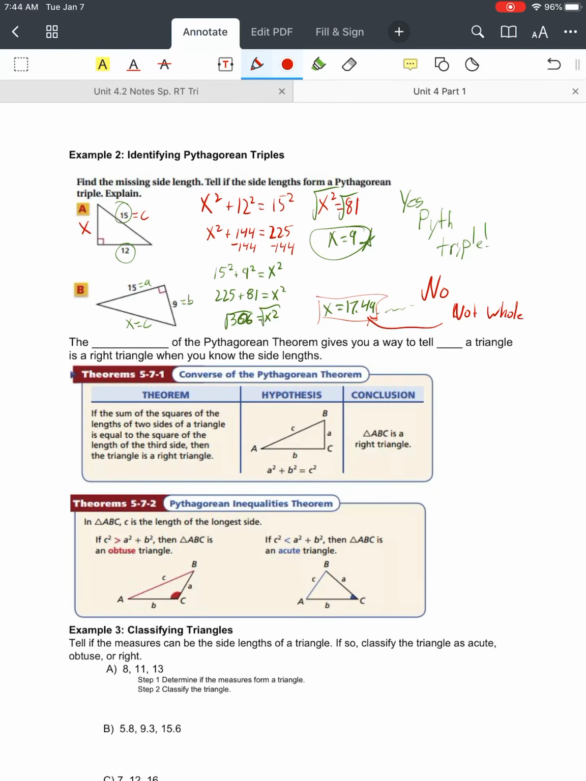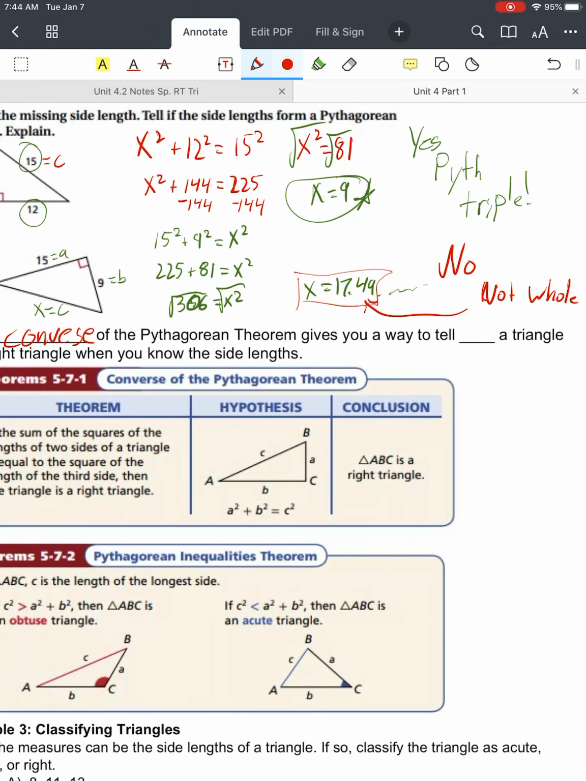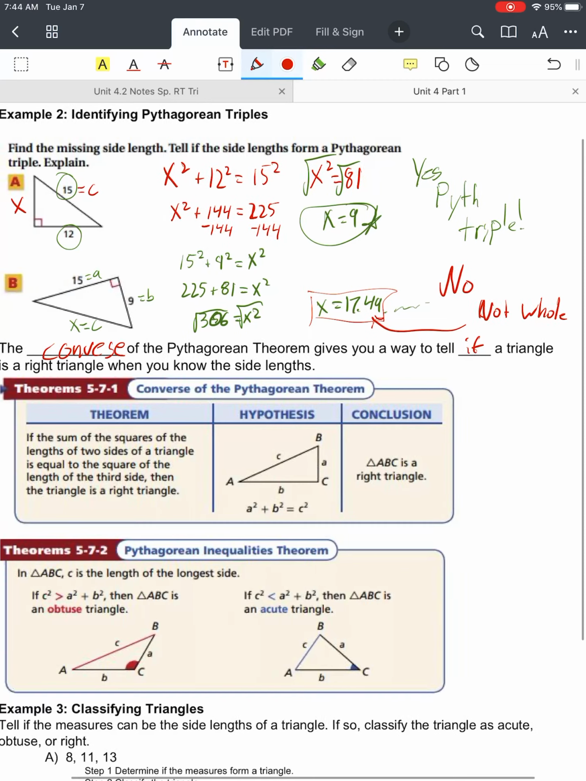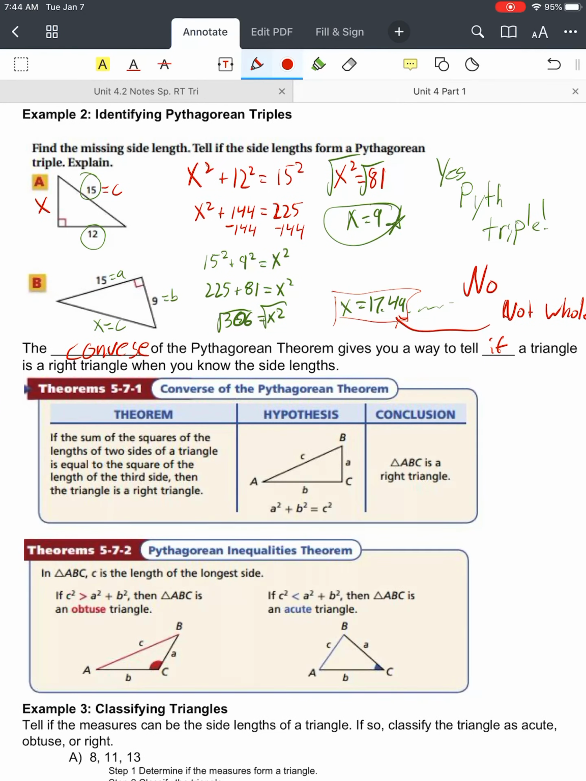The last part, so part of our learning target was talking about just using the Pythagorean theorem. The second part of our learning target today is using the converse. The converse of the Pythagorean theorem gives you a way to tell if a triangle is a right triangle when you know the sides.